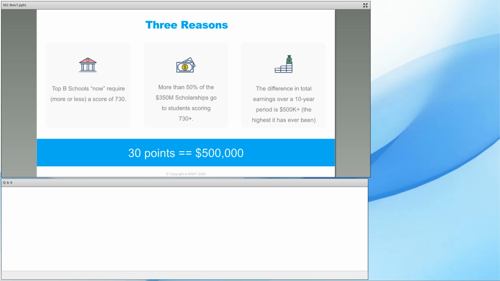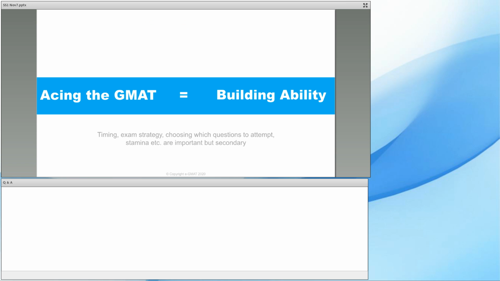Okay, so 3 reasons why you should aim for that score of 730 or higher. Now with that, hopefully that motivates you enough to get to that high GMAT score. Let's talk about how you ace the GMAT.